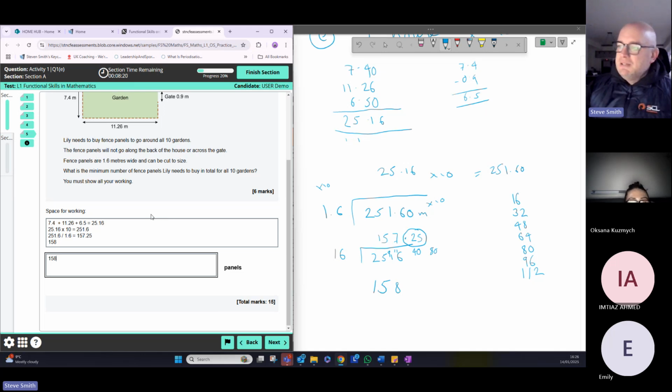Have I earned 6 marks there? Well, I've done a perimeter. I've took off the gate. I've done my 10 gardens. I've done my division by each fence panel, and I've rounded my fence panels up. So I absolutely think that would be enough. Right, I'm going to click next, but that would mean we come out of this exam.